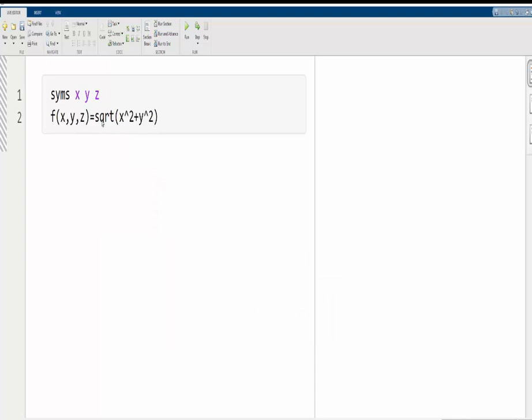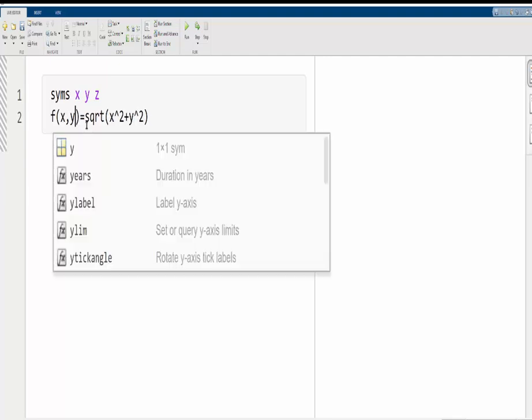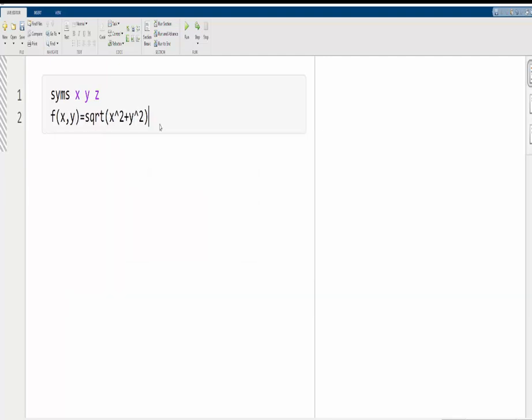Remember, that's what I'm taking, f(x,y,z). I'm so sorry, I should have written f(x,y). Just trying to hurry it. Okay, so anyways, we are right here.